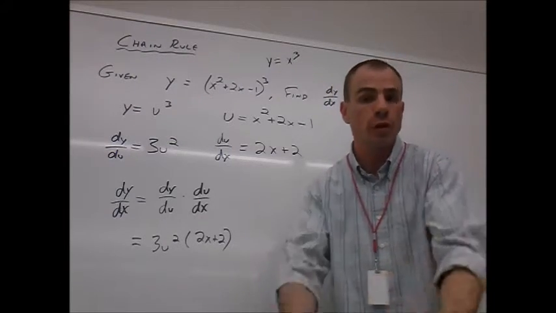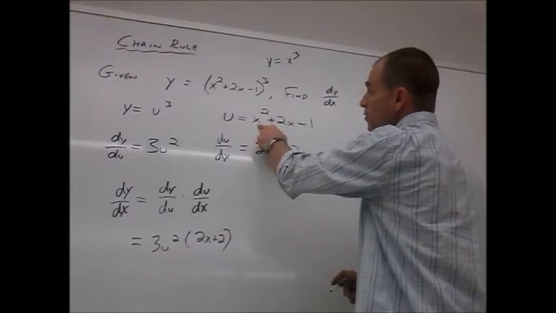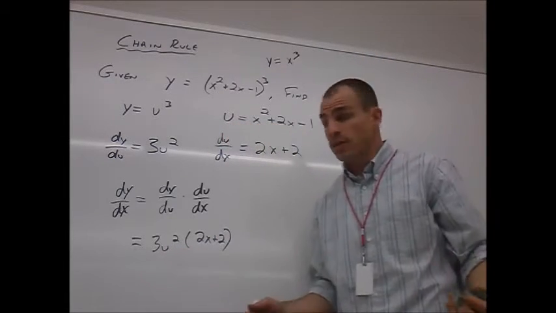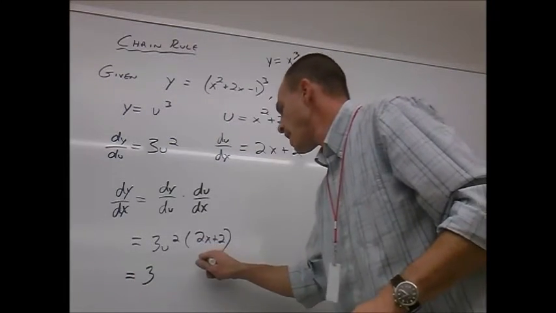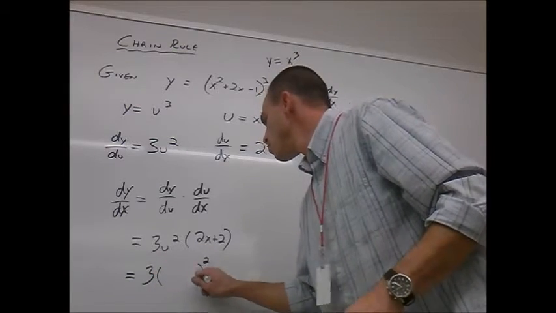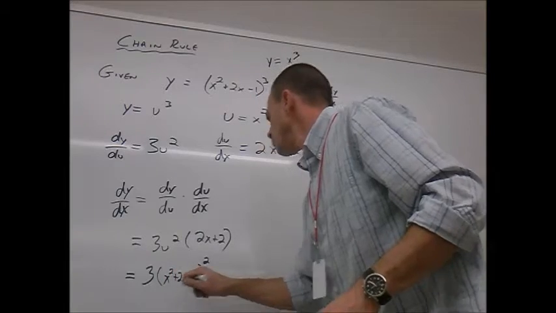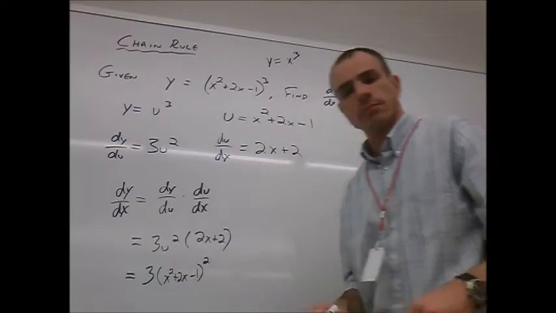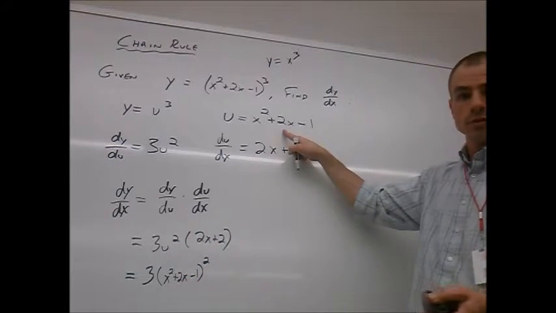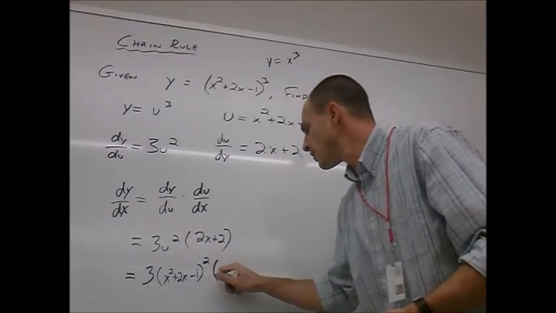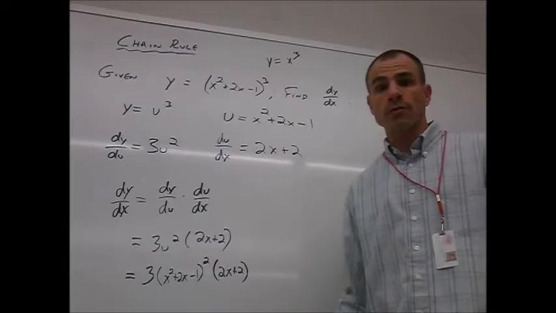We have to do a little quick back substitution. We don't want u here. Well, u is x squared plus 2x minus 1. So by substitution, we can place that back in. So we have the 3, and we have the square. But instead of u, we're going to have x squared plus 2x, plus 1 or minus 1? Minus 1. Okay? So we just replace that u with the expression which u is equal to. And of course, we still need that 2x plus 2 at the very end. Now we have our derivative.